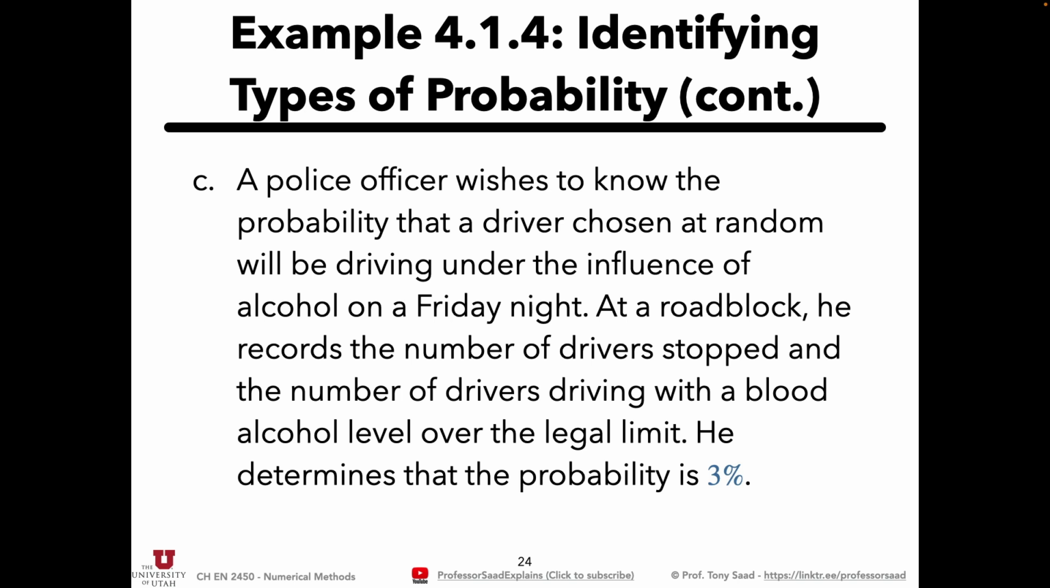Work is done, school is done, and so they want to know what's the likelihood, if they choose a person at random, that they'll be under the influence. So in a roadblock, he records the number of drivers stopped and the number of drivers driving with a blood alcohol level over the legal limit. He determines that the probability is 3%.